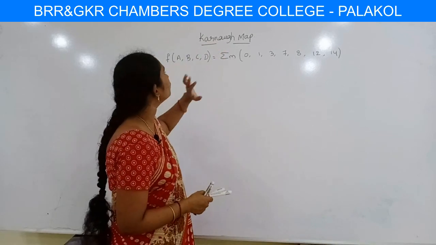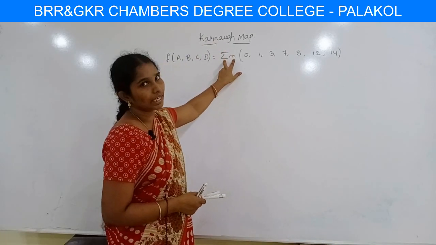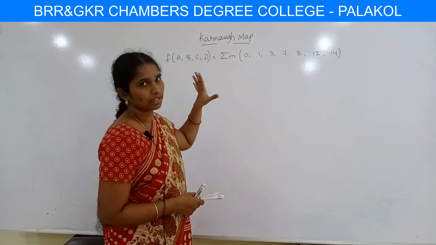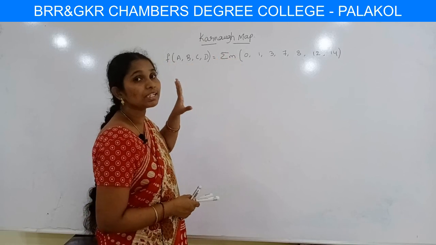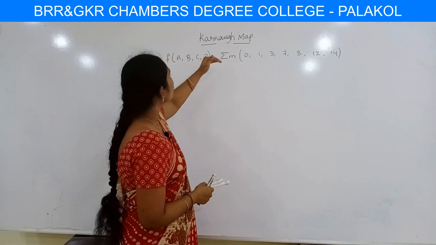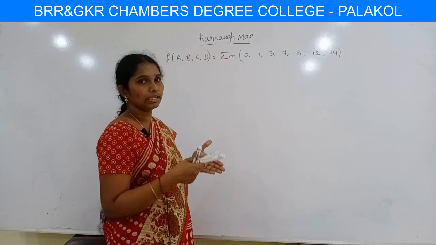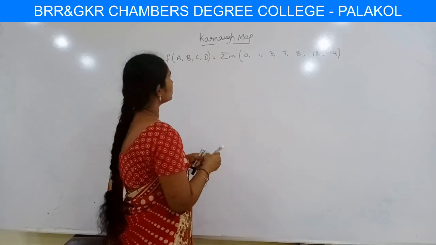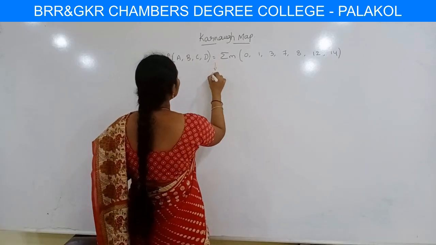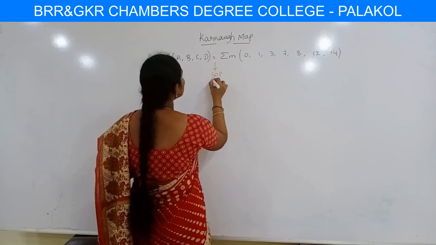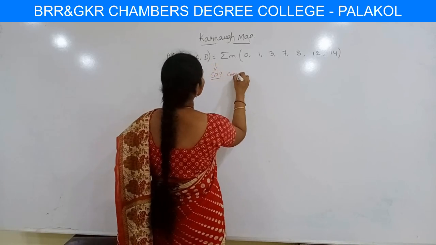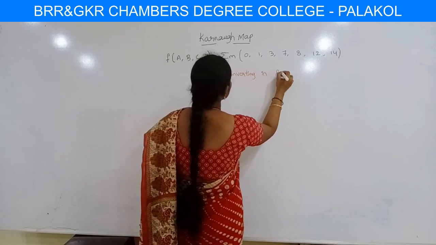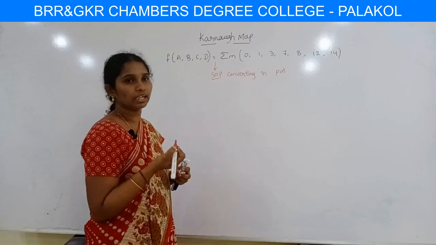So how can we identify? Here sigma m is there, so the given question is an SOP form representation. SOP form is nothing but sum of products form. This sum of products form is converted into POS or vice versa. This belongs to an SOP question, and this SOP is converting into POS. So how can we convert?